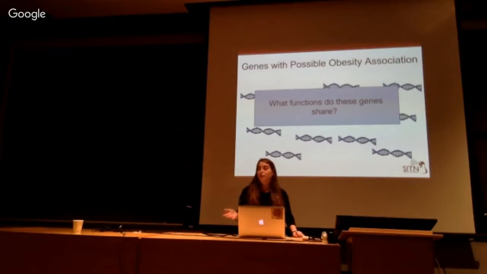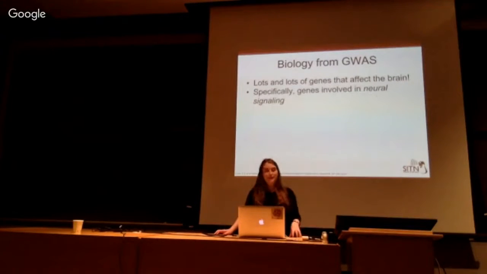And from a therapeutic point of view, you can imagine that's also very important. We want to know what these genes have in common, because that's going to point us to the right biological processes. So when they asked this question about these 97 groups of SNPs, they found something really unexpected, which was that there were lots of genes that affect the brain. And specifically, they found genes that were involved in a process called neural signaling. So what is neural signaling?